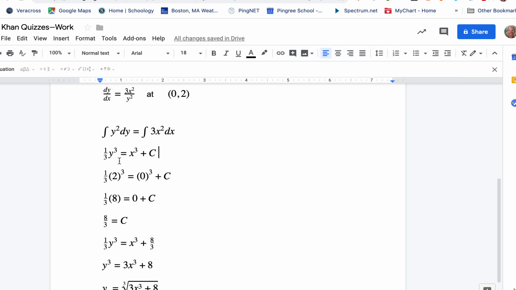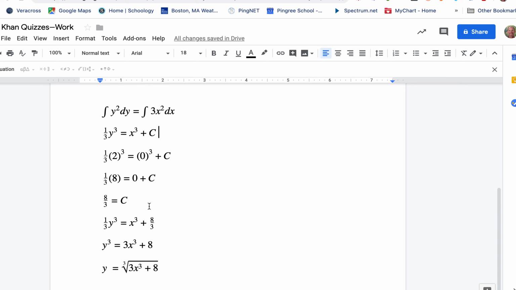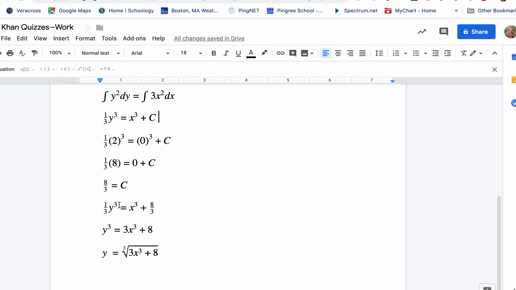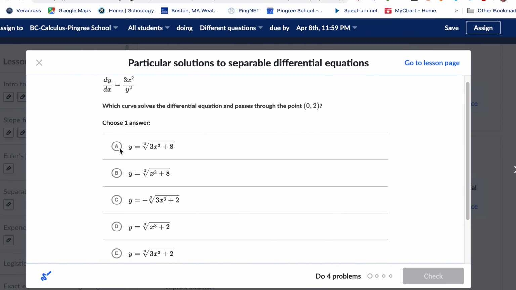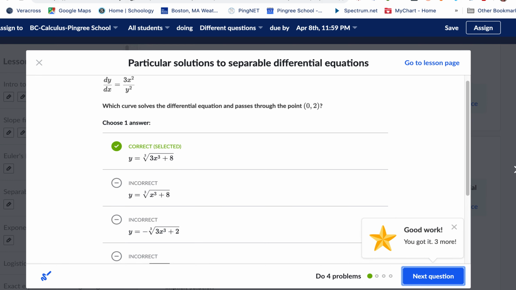When I substitute in my values to solve for c, I get c is equal to 8/3. When I plug that back into my original solution and then solve for y, the algebra takes me to this solution right here. Okay, so let's hope that we go and find it. And that is it at the top, I believe. Yes. There we go. Hope that works.